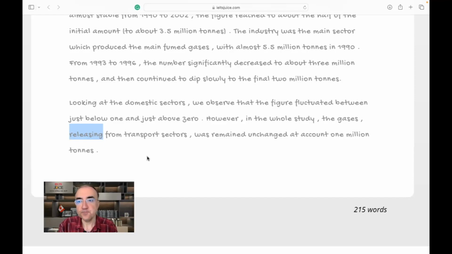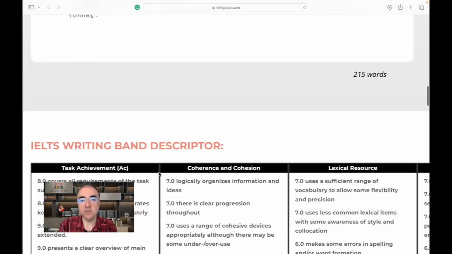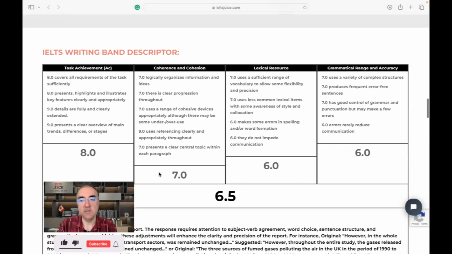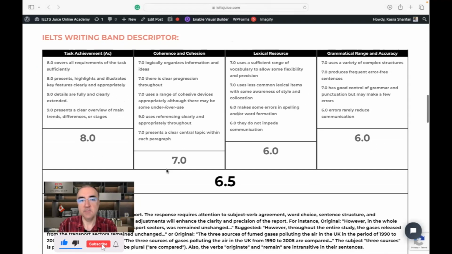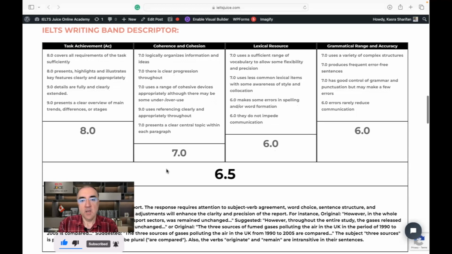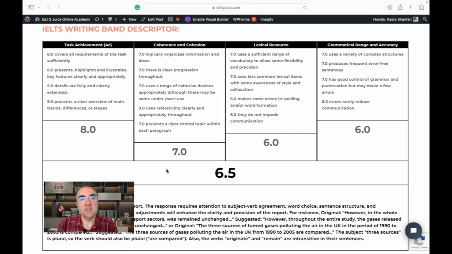Okay, let's move on to our beloved assessment table. Yes. I don't have much to say about task achievement because the comparison was correct. The information was there, and it was presented clearly, and it basically covered all the requirements of the task.